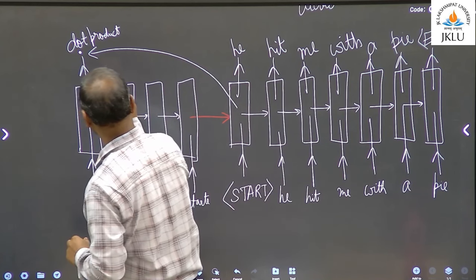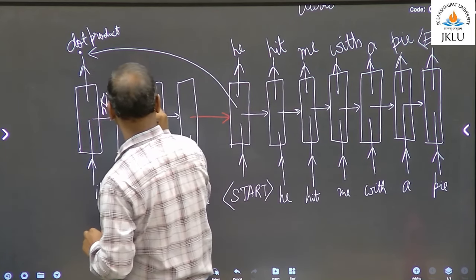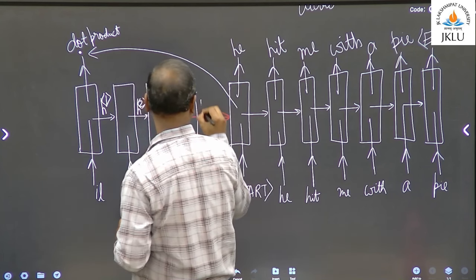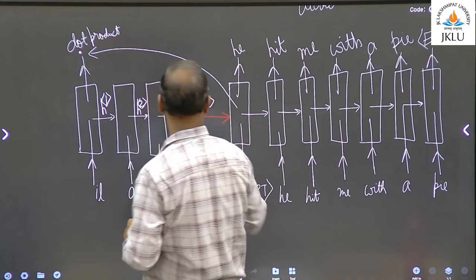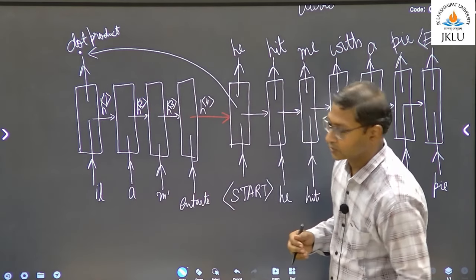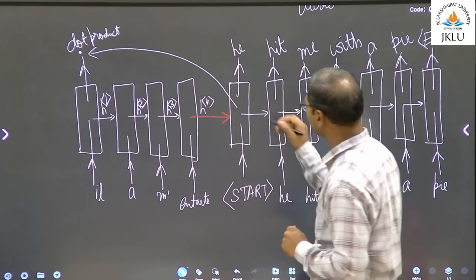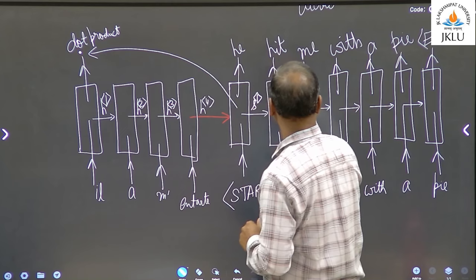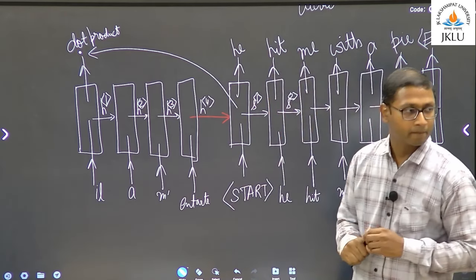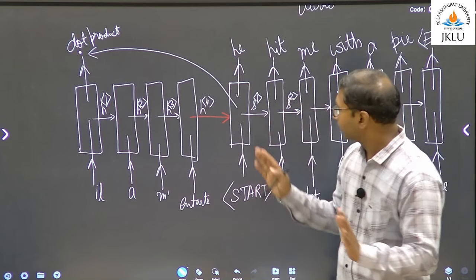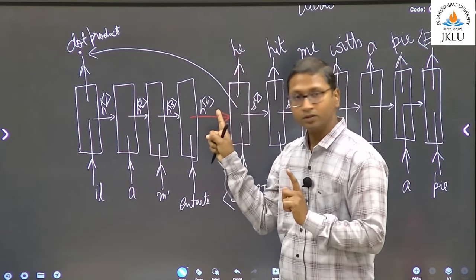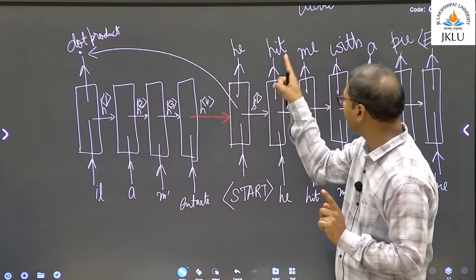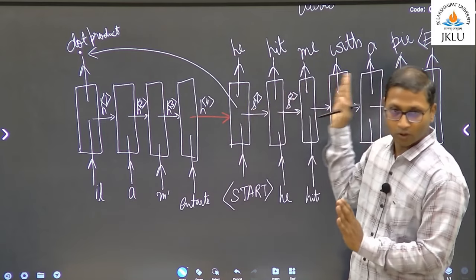Let us call this h1, h2, h3, and h4, which is also consistent with the notation that they are using. And this is s1, s2, and all the way. See, right now the output here depends on this. So s1 depends on h4 and the output here depends on s1 and so on.